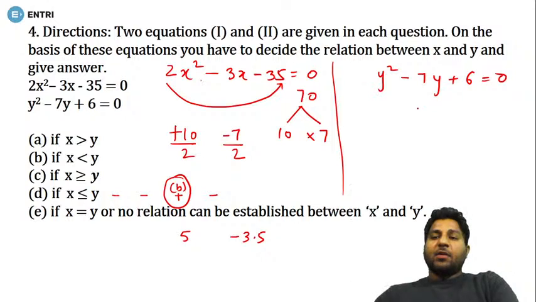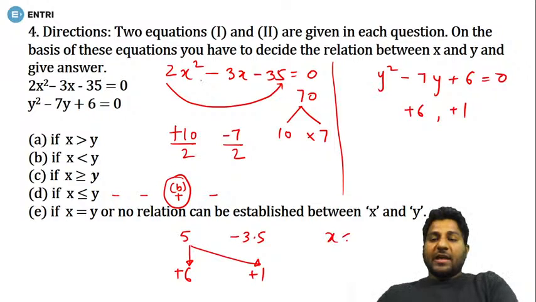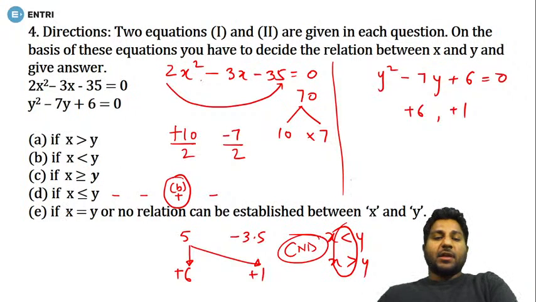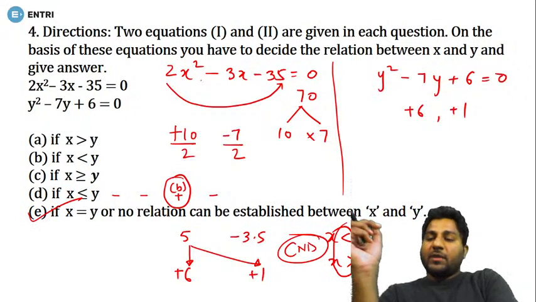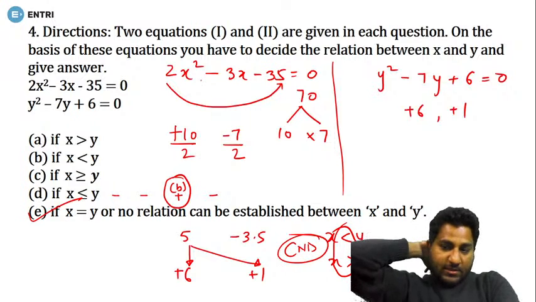Now here plus 6 and plus 1. So plus 6 and plus 1. Remember, 5 is less than 6, so x is less where x is greater. So this relationship cannot be established. That means option E. Whoever gave me the answer E is correct.